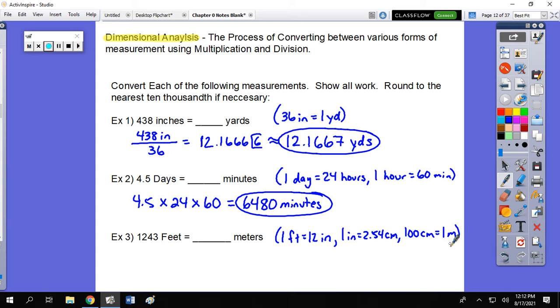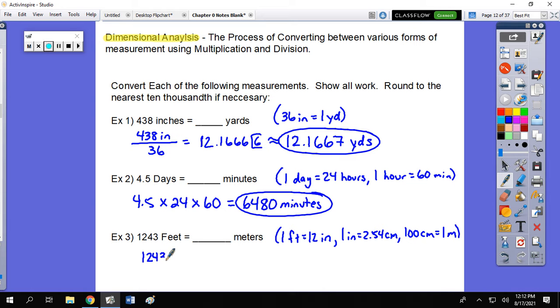And the challenge is that we actually have to go from a larger unit, feet, to a smaller unit, inches, then to a smaller unit again in centimeters, and then we have to go the opposite direction to go from centimeters to meters. We have to go from a smaller unit to a larger unit. So this is the first place where I'm going to show you actual high school level dimensional analysis.